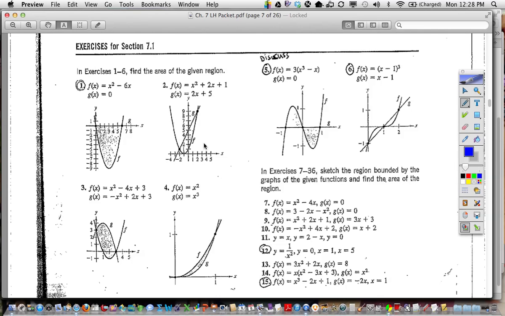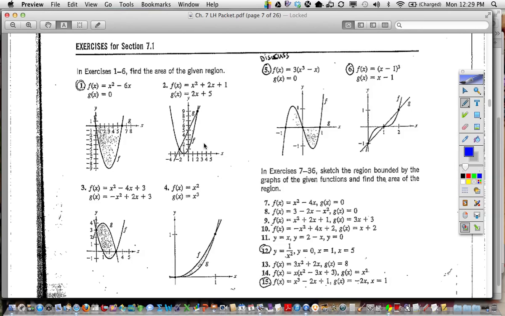So the LH, number 1 was 36. What was next? 5 was 3 halves. Number 6 was 1 half. 12 was 4 fifths. 15 was 2. 21 was 9 halves. Yeah, I don't know, we need to look at that one. And then what else? 23 is 6. Okay?